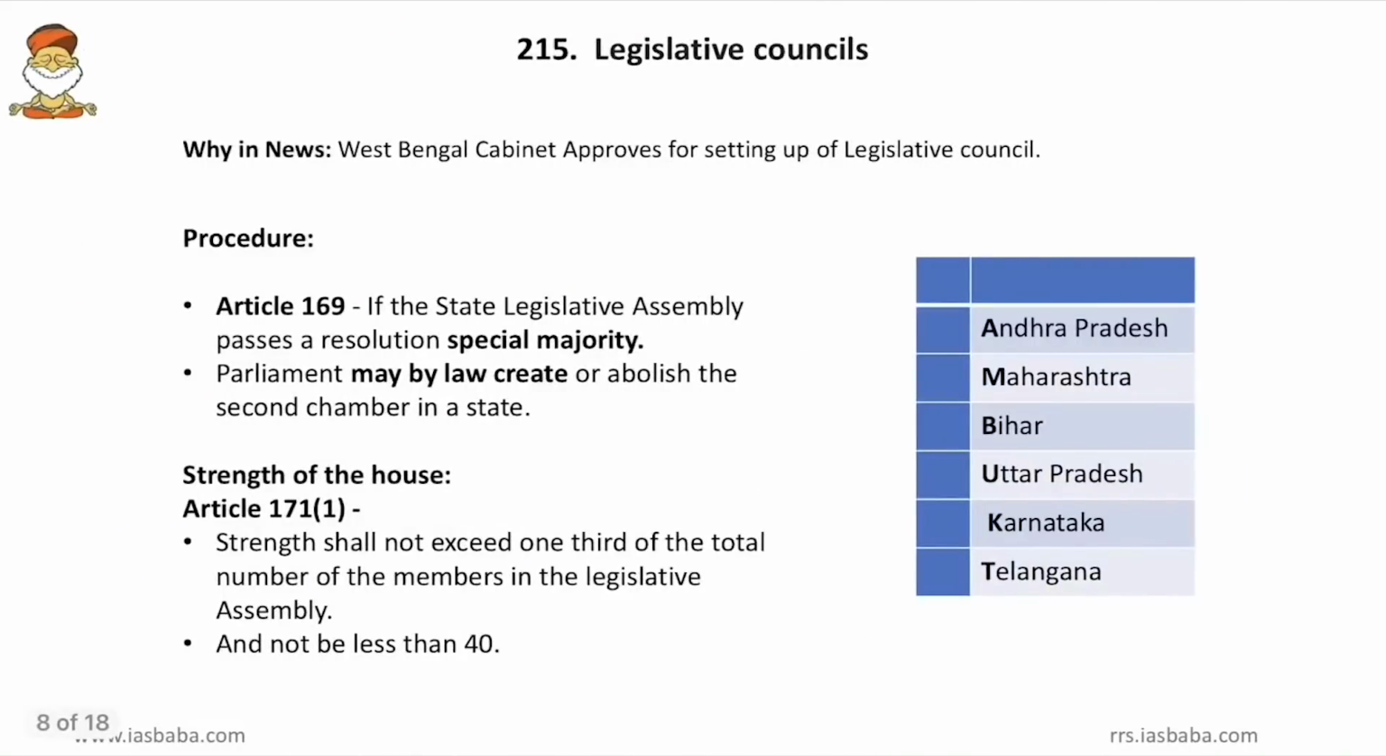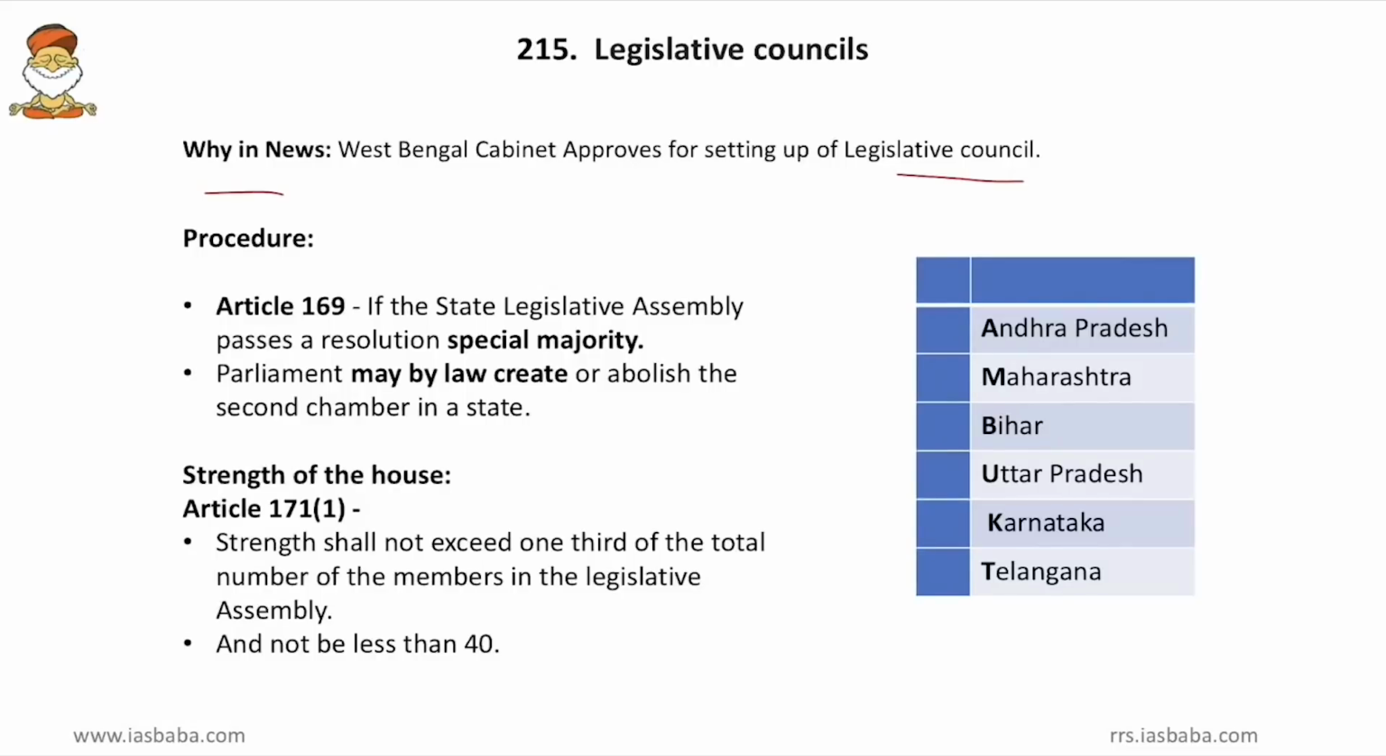Then come to the next, legislative councils. So why was it in the news, friends? Because the West Bengal cabinet approved the setting up of a legislative council. Currently West Bengal doesn't have a legislative council. So a resolution was passed, and in this case the legislative councils become important.